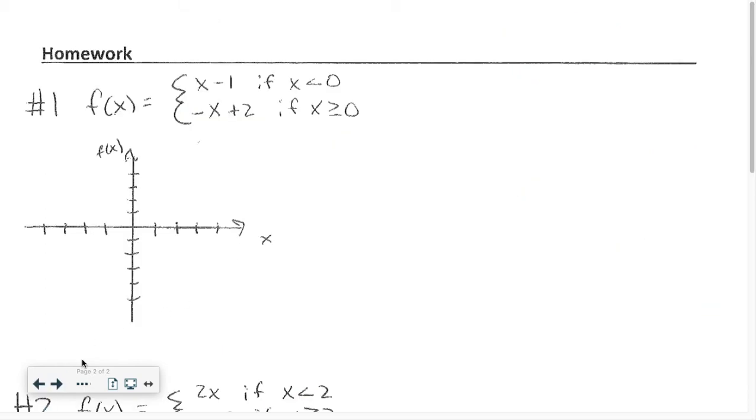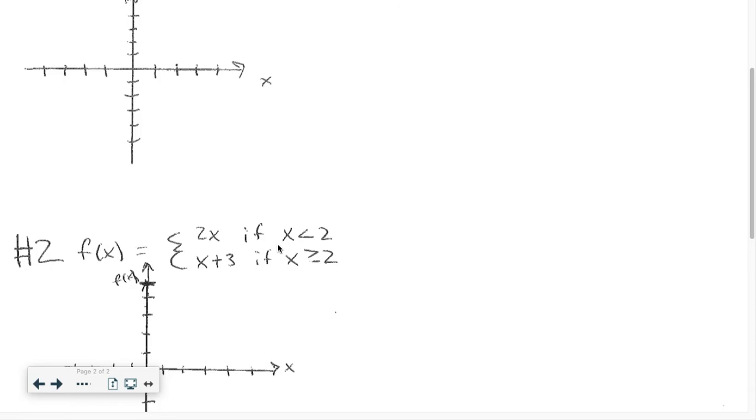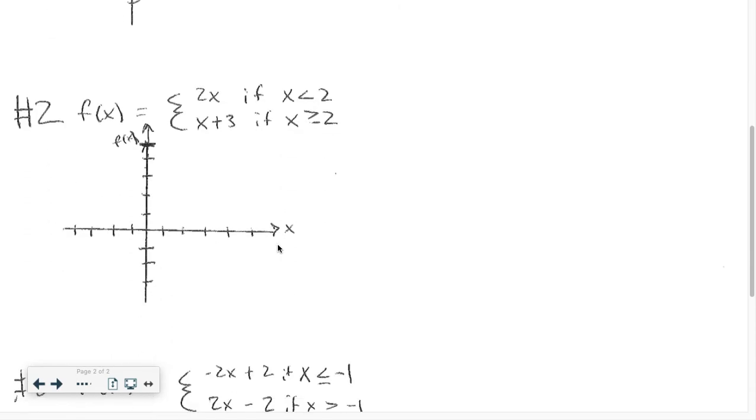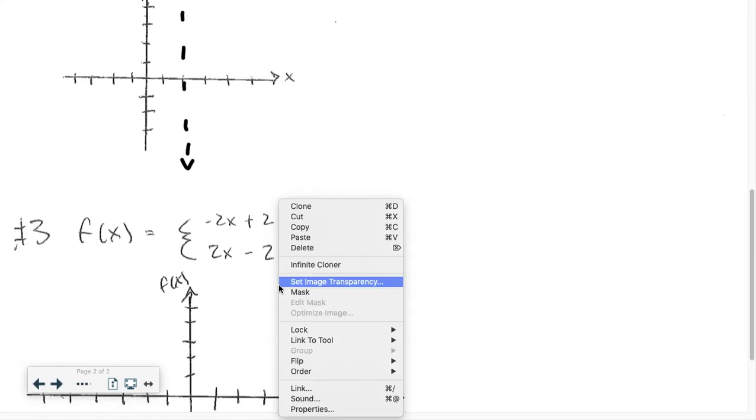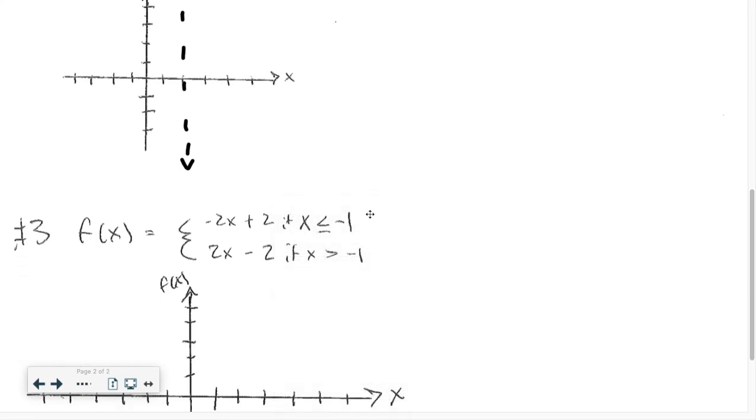Guys, on your homework, you're wanting to identify that boundary. This one's going to be similar to that last example we just did. Here the boundary is going to be at 2. So your boundary is going to be at x equals 2. So this would be your boundary line on number 2 on the homework. On number 3, the boundary is negative 1. So more similar to that first example.